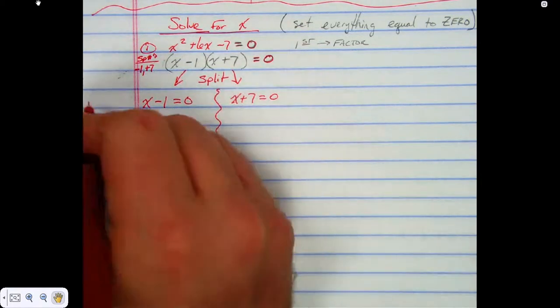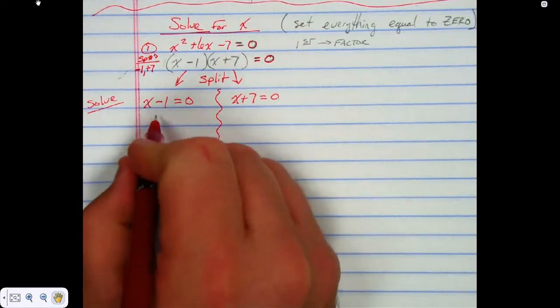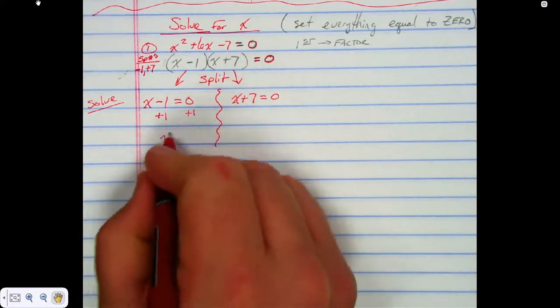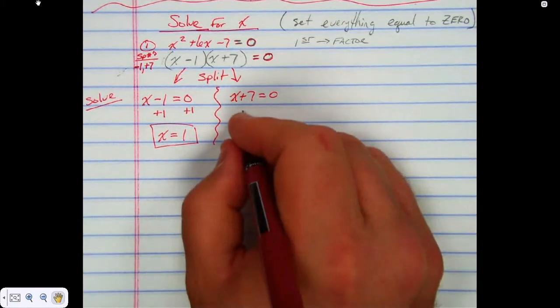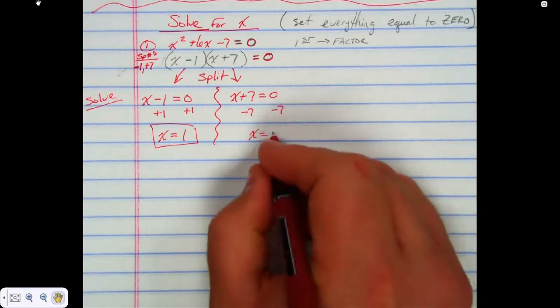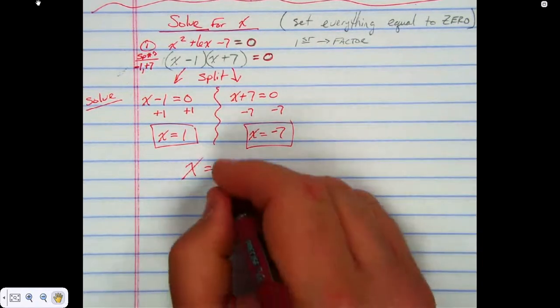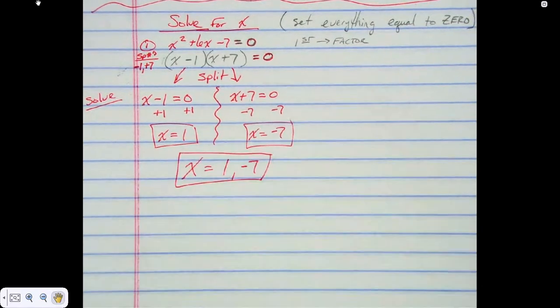Then after we do that, we solve each of these equations separately. How do I solve this? What would I do? Plus 1. What's x equal to? 1. What do I do now? Subtract 7, what's x equal to? -7. So what are my two solutions for x? 1 comma -7. This is exactly how I expect to see you do your work.